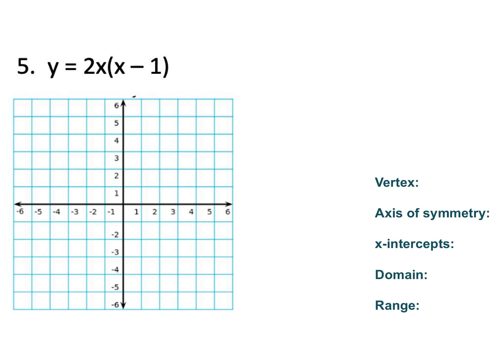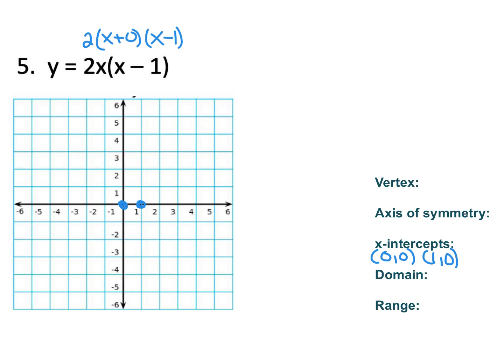Hopefully you recognize that this one is also in factored form. This would be like 2 times x plus 0 times x minus 1. So what are my zeros or my x-intercepts? It would be 0 and +1. So (0, 0) and (1, 0).